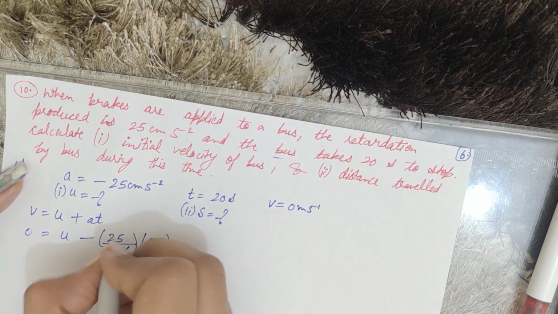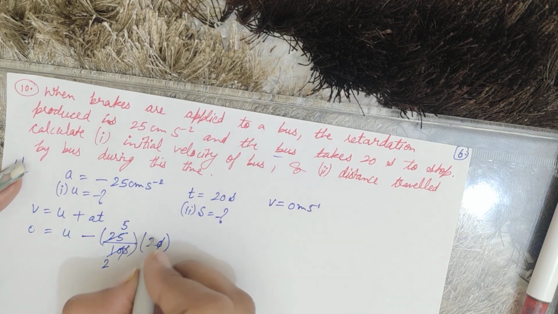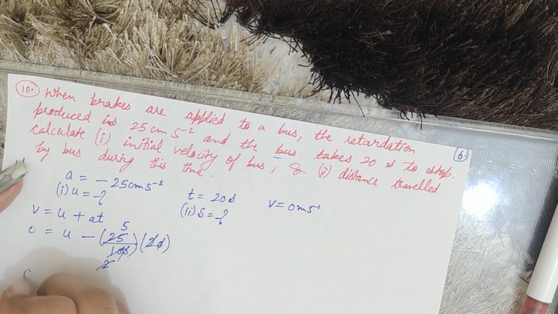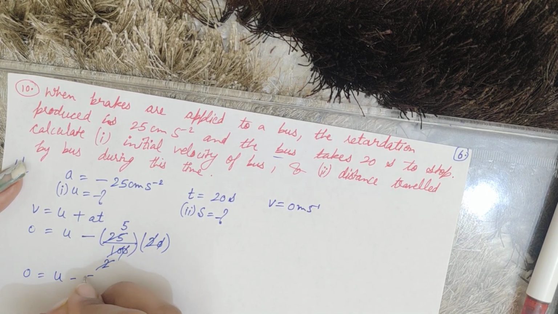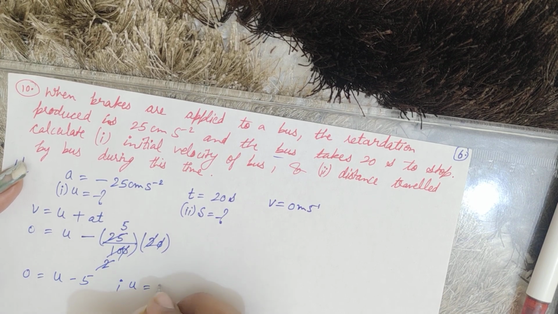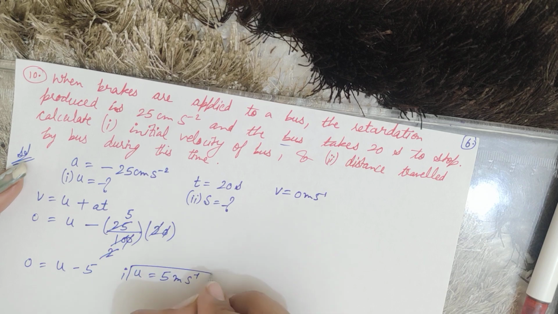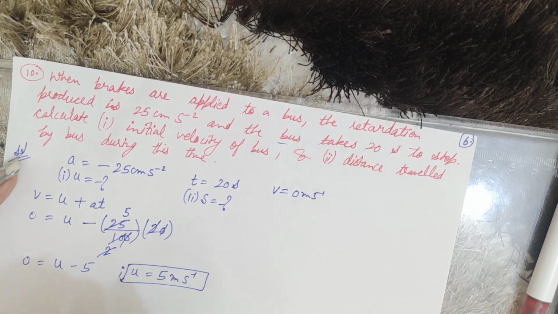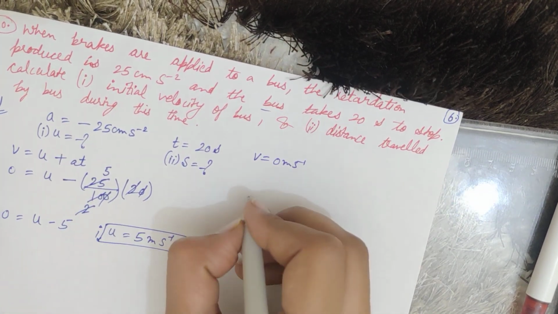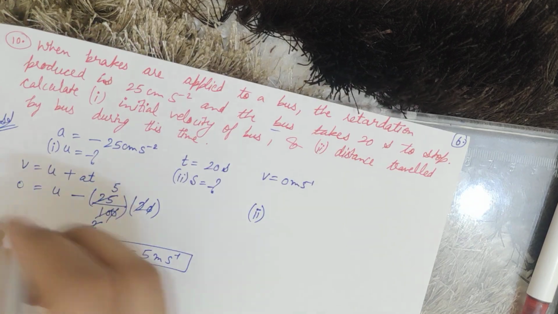5 2s are 10, 5 5s are 25. 2 again cut with 2. 0 is equal to u minus 5 and u is equal to 5 meter per second. This is the initial velocity. First part solved. Next we need to find the distance.